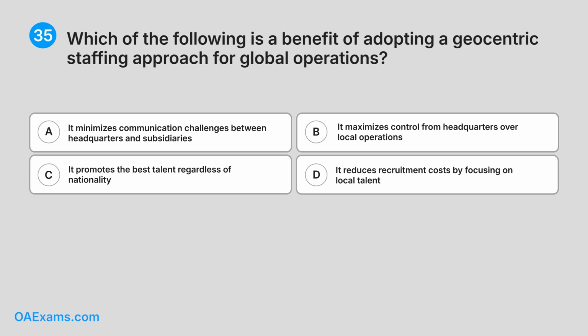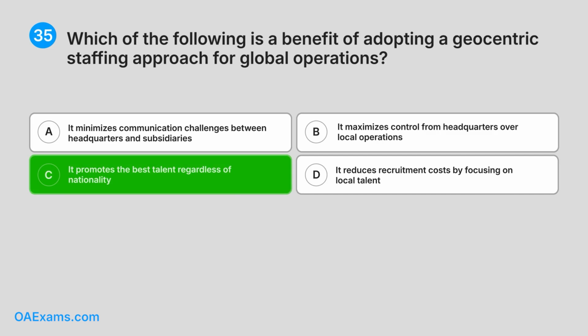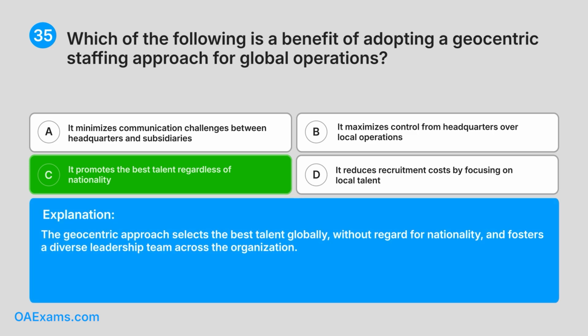Correct answer, C. It promotes the best talent regardless of nationality. Explanation. The geocentric approach selects the best talent globally, without regard for nationality, and fosters a diverse leadership team across the organization.